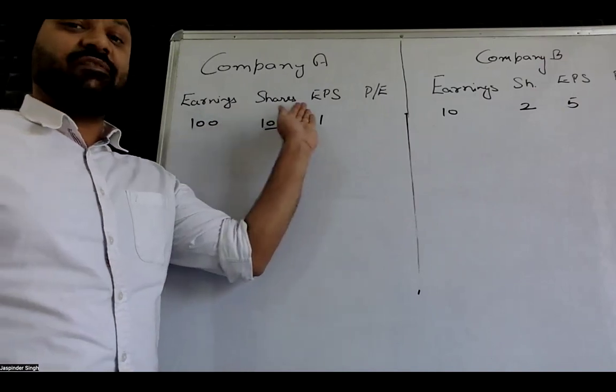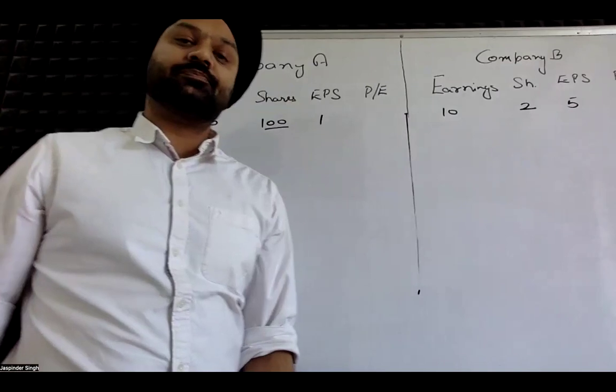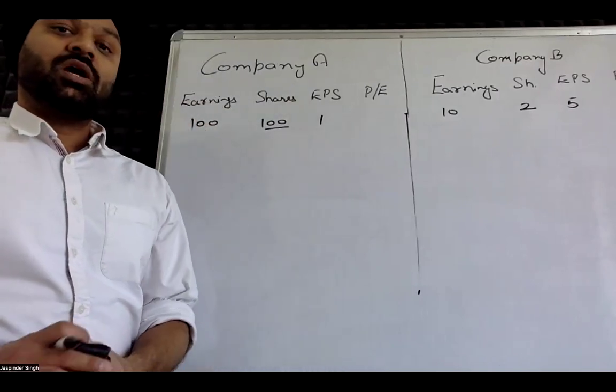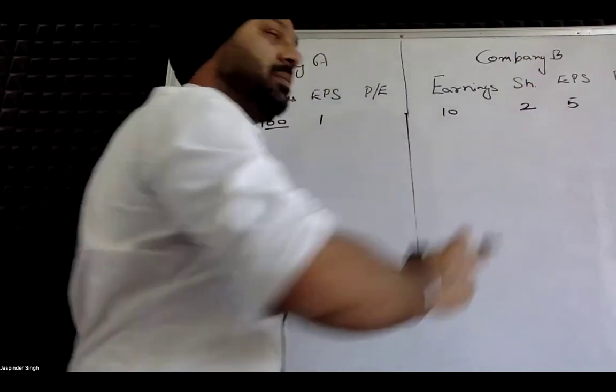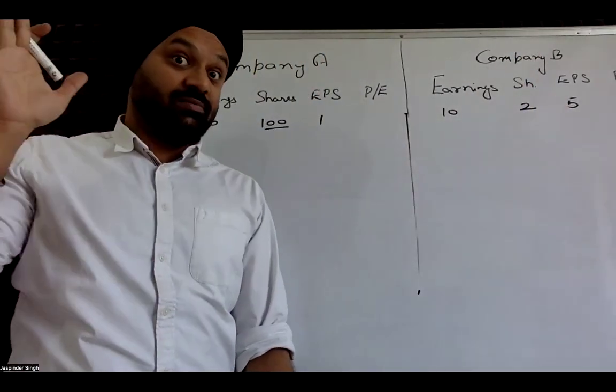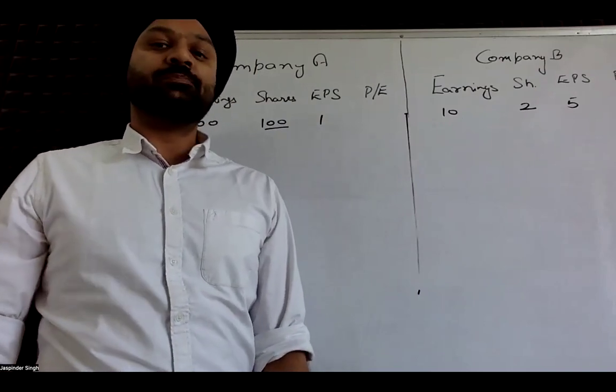So probably at this level, your decision might be that I should be going for company B. Not yet. Now, the earnings per share of company A is $1. Earnings per share of company B is $5, given. So with an assumption, the dividend payout is the same for both the companies.